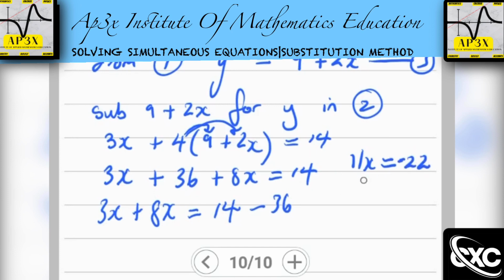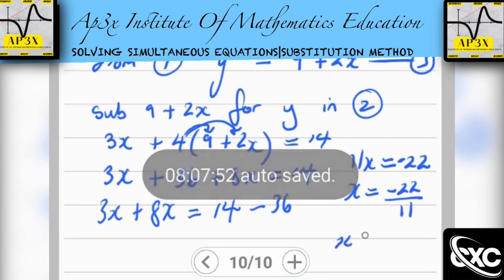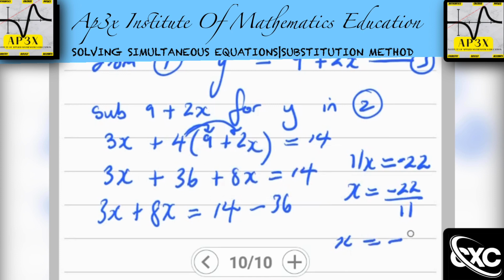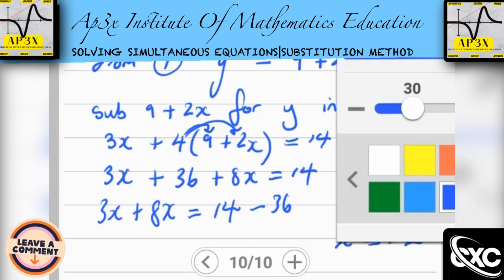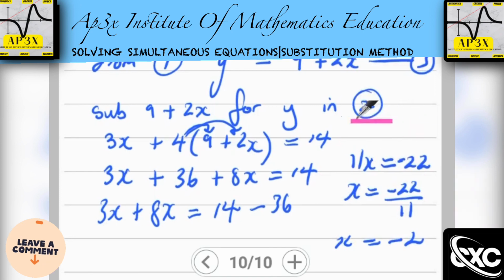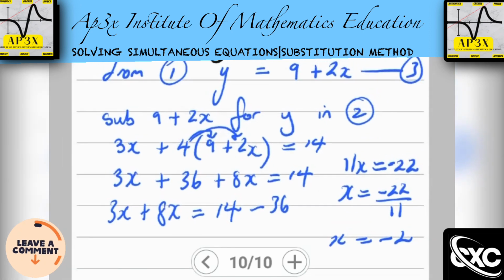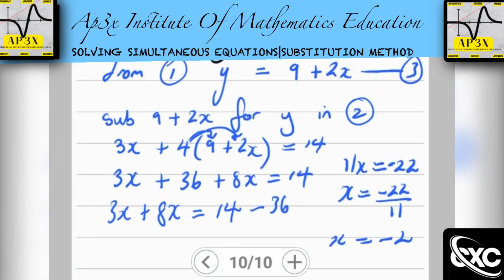And so if we divide both sides by 11, then x is equal to negative 22 divided by 11. So it happens that x is equal to negative 2. So therefore our final result for this question here is that y, oh, we're not done. In fact, we only got the value of x is negative 2.